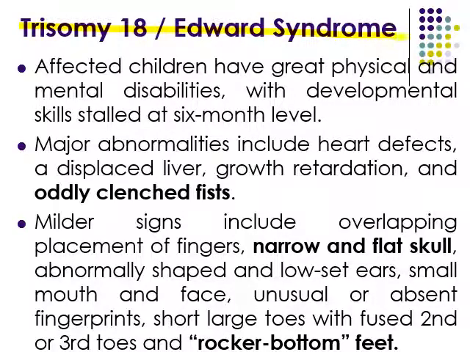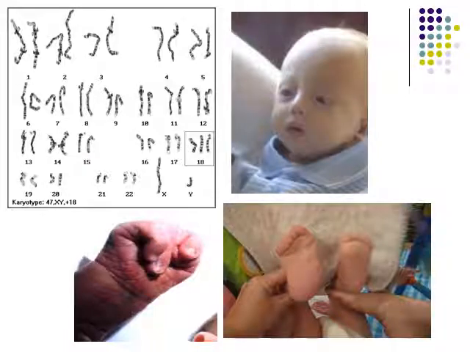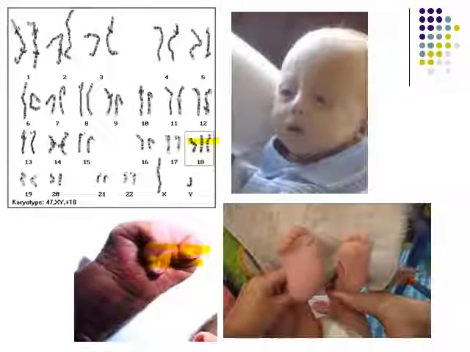Let's proceed to trisomy 18 or Edwards syndrome. So, affected children have great physical and mental disabilities. Tapos, they oddly have clenched fists, a narrow and flat skull, tapos rocker bottom feet. Yun yung mga itsura. Ito, oh. Tapos, extra chromosome on the 18th.